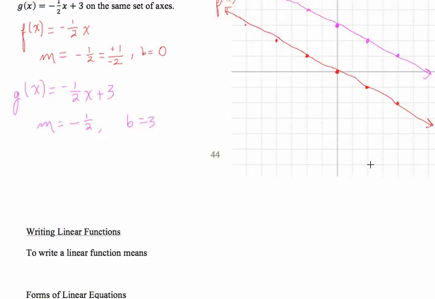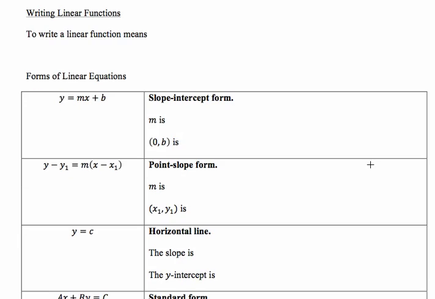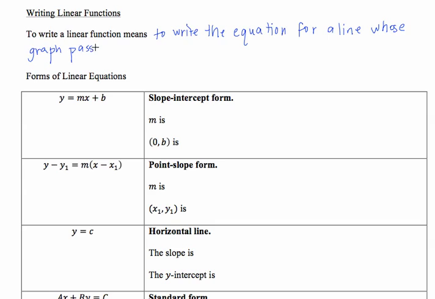Okay, so now that you have the basics down, let's do a few more examples. To write a linear function means to write the equation for the line whose graph passes the vertical line test. So a linear function is just a linear equation that is also a function. We're going to do several of those too.